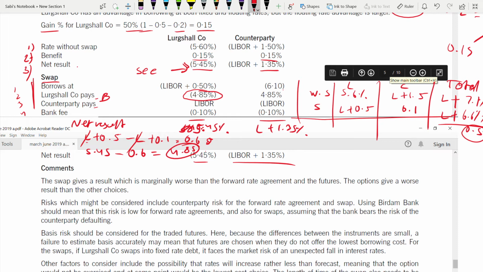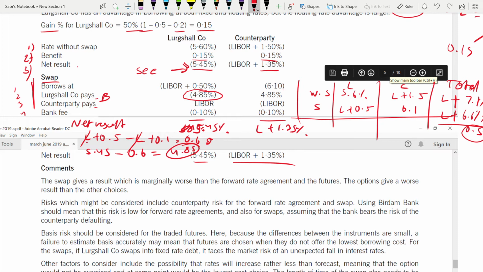Okay. So starting with Lakshya company, forget about the counterparty. LIBOR plus 0.5, we are paying. Lakshya is paying 4.85%. So add 0.5 plus 4.85 plus LIBOR. It is LIBOR plus 5.35%. Now, Lakshya is receiving LIBOR, so LIBOR gets cancelled. We are only left with 5.35%. To that 5.35%, add the bank fee because that also we have to pay. So 5.35 plus 0.1 is 5.45%. Are we getting the net result using this arrangement? Yes. So for Lakshya company, we are right.